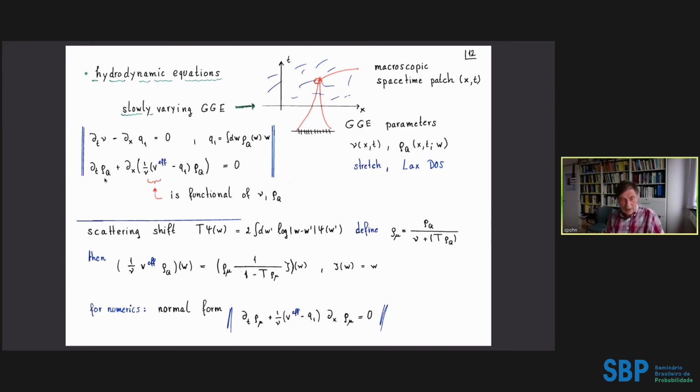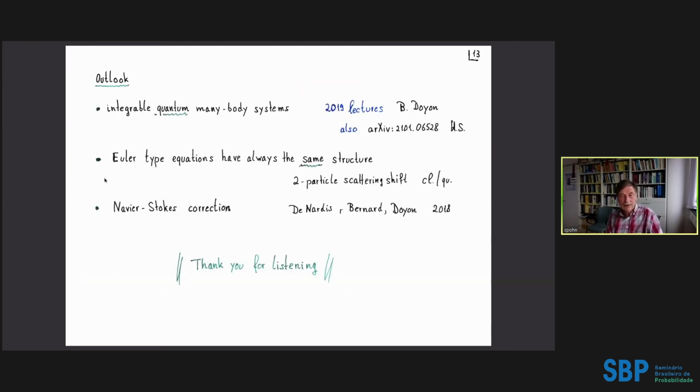Okay, so let's see what I have said here. If you want to know more about this, of course, there's huge work on quantum many-body systems, which one has to study if one really wants to understand this.